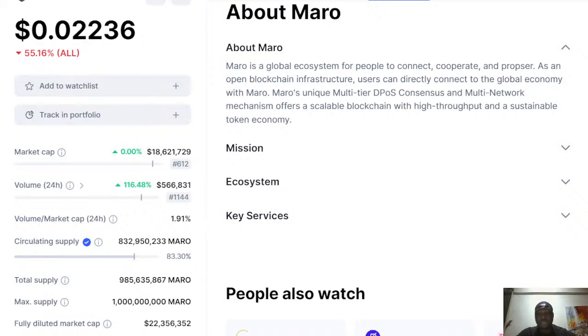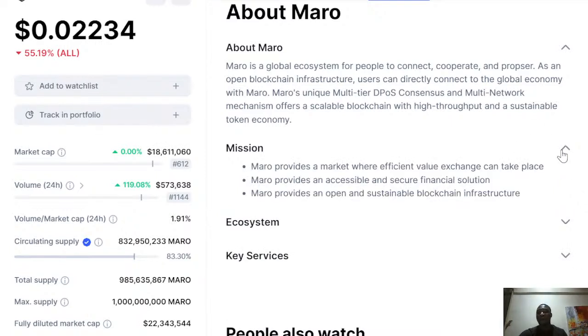This is what the platform actually does and how you can go about it. That's why we have it as an open source blockchain infrastructure. Users can directly connect to a global economy with Micro. Now, Micro's unique multi-tiered consensus and multi-network mechanisms can offer a scalable blockchain with high throughput and a sustainable token economy. All these are important factors that we must consider.